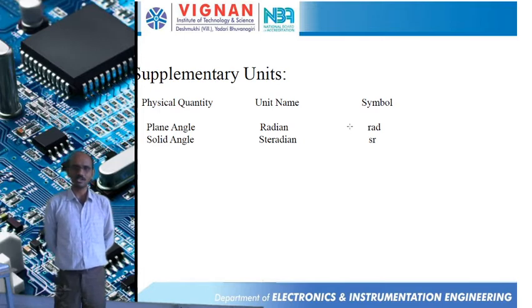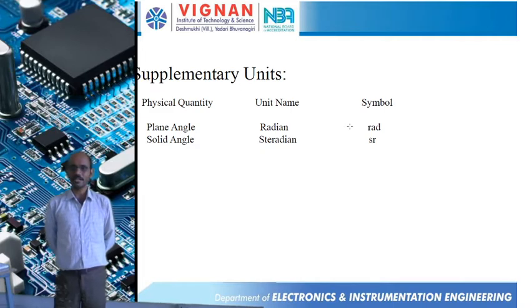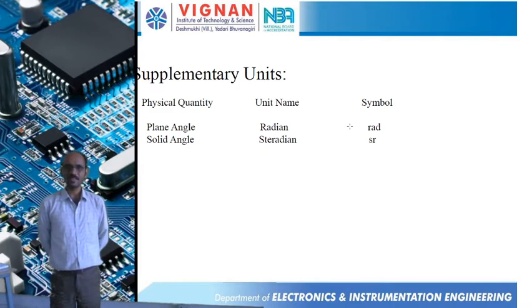The solid angle is the angle which is indicated when the image is moving in the three-dimensional view. Suppose the image is moving according to x, y and z axes, and you want to represent the angle in the three-dimensional view, we can use the steradian. So these are also the supplementary units. According to the International Bureau of Weights and Measures, they give the physical representation and material representation for these supplementary units also.